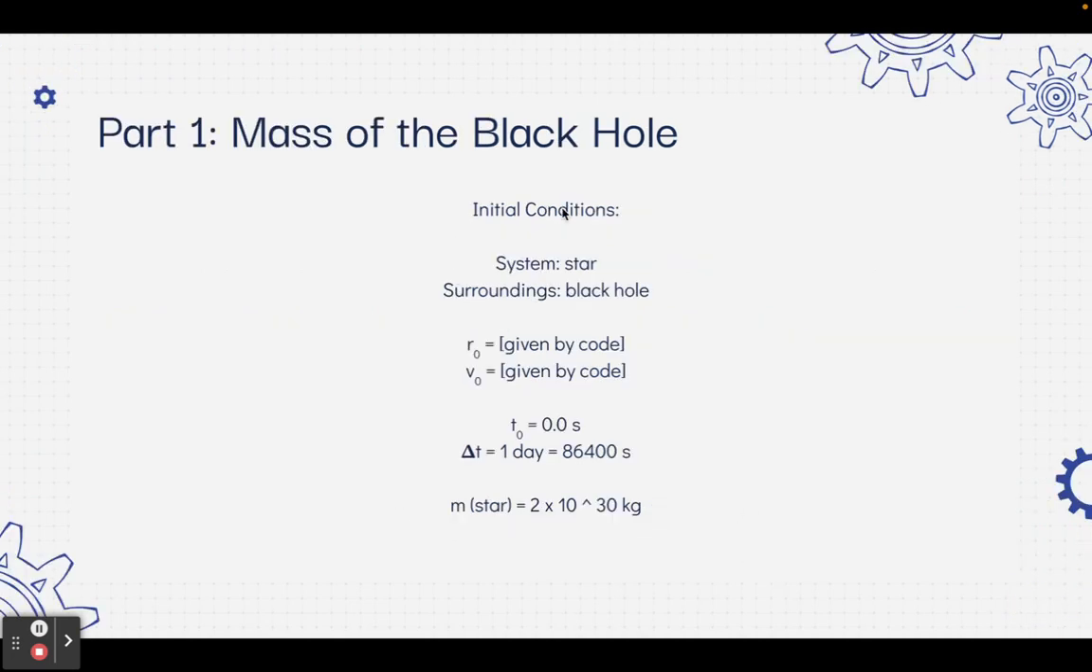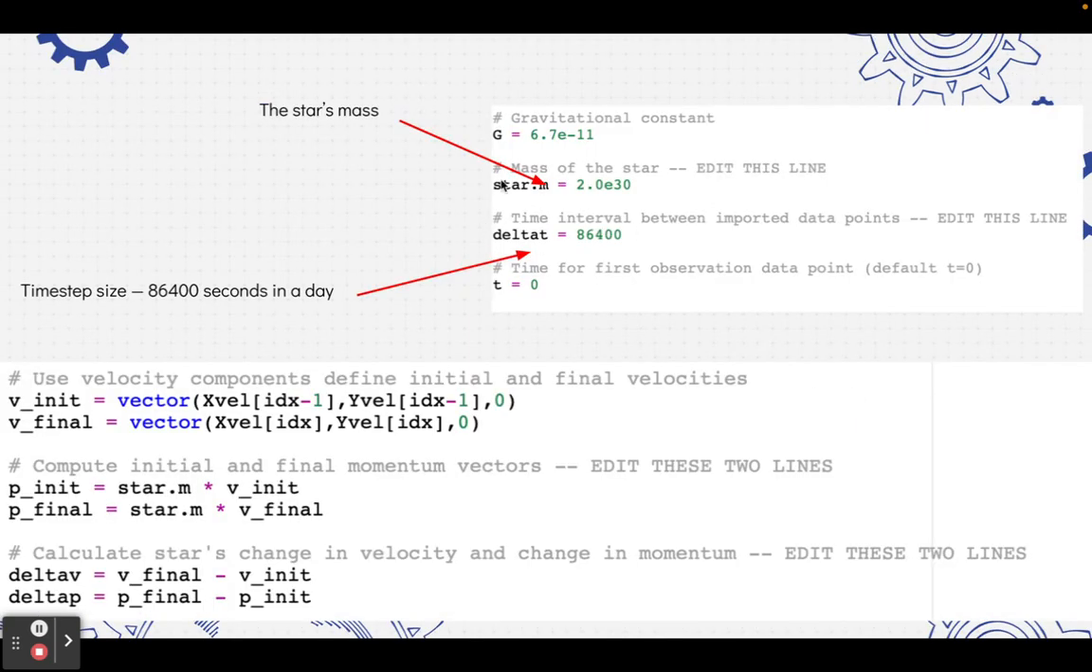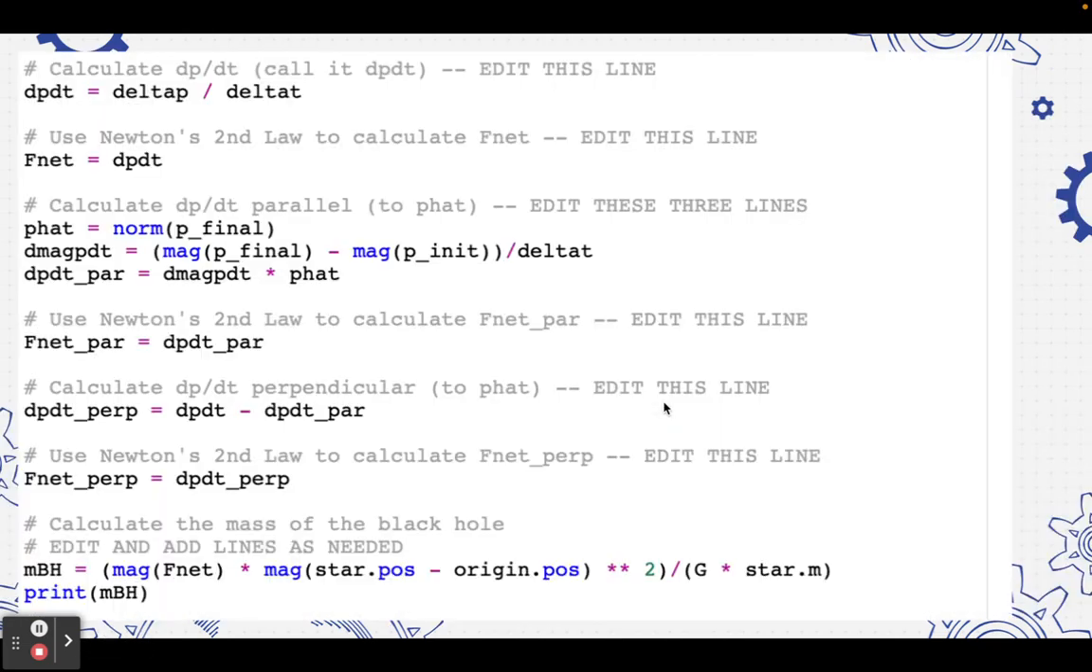So to calculate the mass of the black hole, we have some initial conditions to start off. We have the system as the star, the surroundings of the black hole, and then we have the time step as 86,400 seconds because we have a 1-day time step. And here we have the star's mass. So here we have the initial conditions, and here we're simply computing the initial and final momentum using mass times velocity, and then calculating the change in velocity and change in momentum using final minus initial.